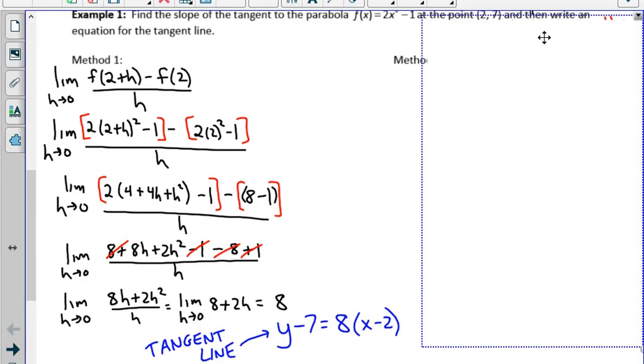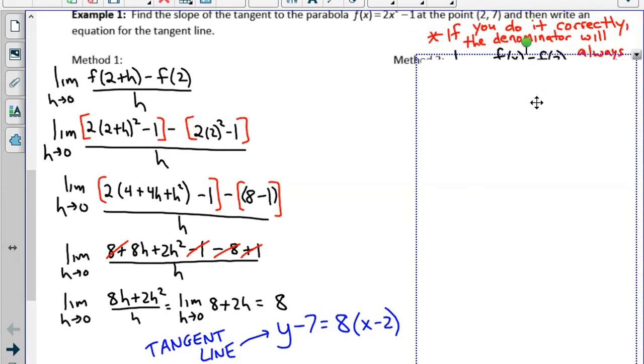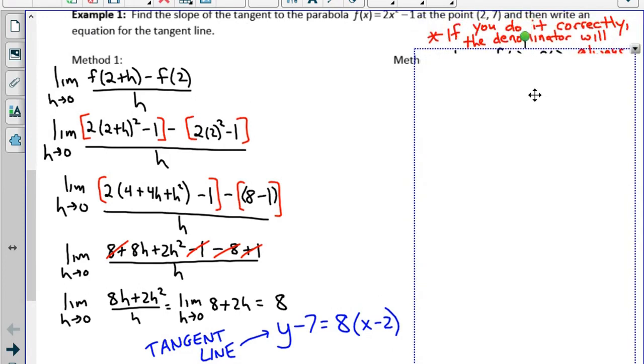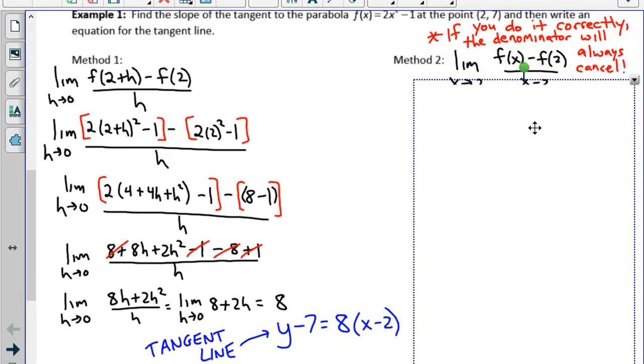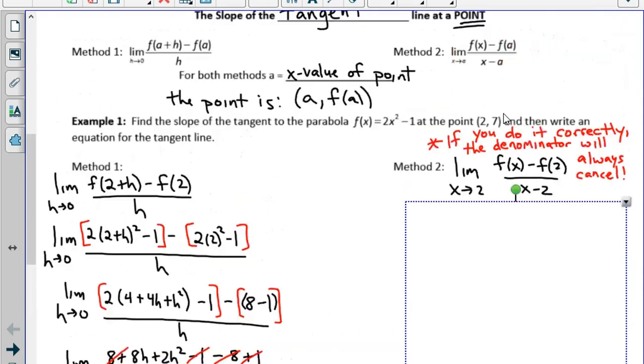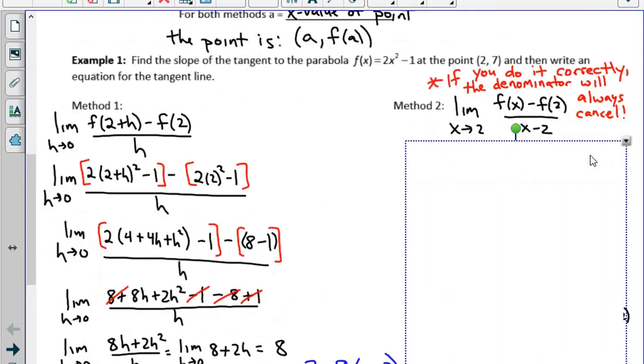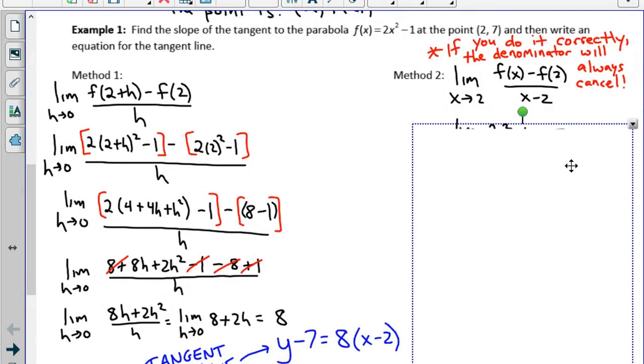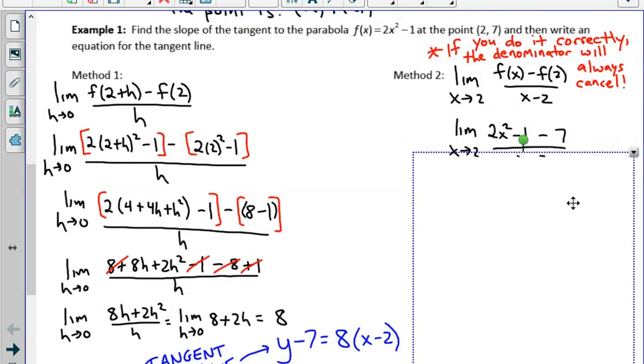Okay, now in method 2, something that's important to note is if you do it correctly, the denominator will always cancel out. In method 1, I forgot to write this when I was doing this, but in method 1, all of the terms that don't have h cancel out. In method 2, when we're talking about the definition of the derivative at a point or the slope of a tangent line at a point, we're going to end up where the denominator will always cancel out if we do it correctly. Okay, so I just rewrote this with 2 replacing h.